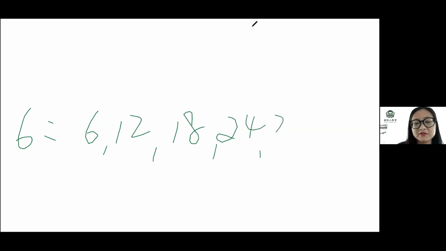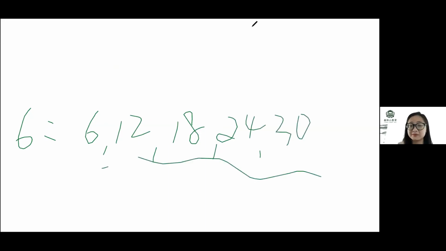What is common for these numbers? What number can be divided by 6? Think about it. What is the rule for digit 6? For a number to be divided by 6?